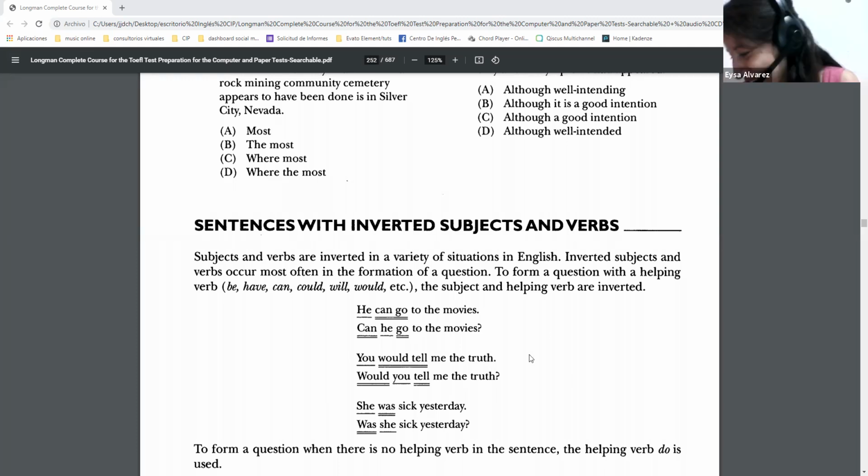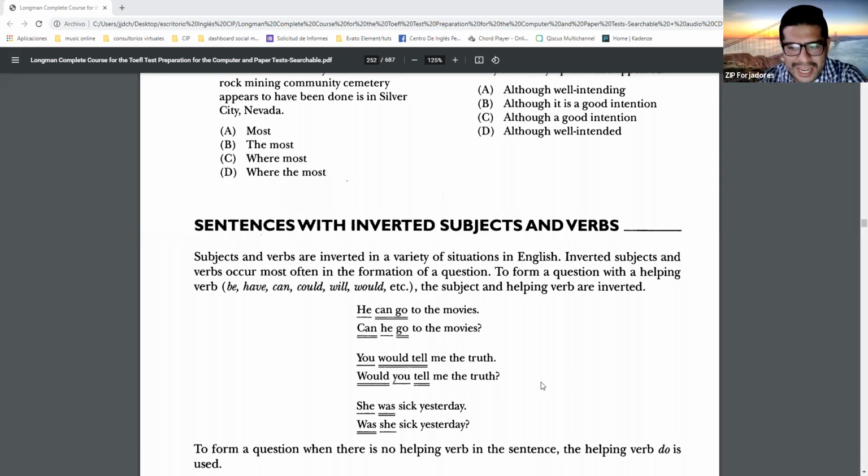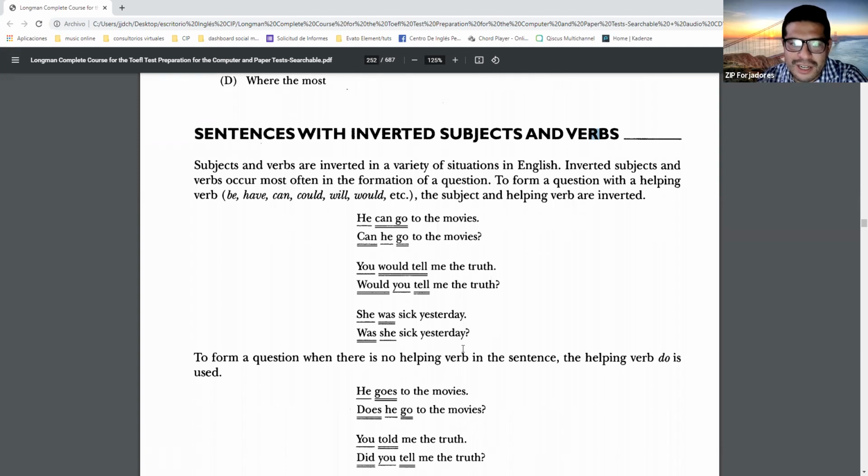Okay, let's go with the next topic. Let's do it a little bit quickly, I think we have time. So, sentences with inverted subject and verb. We are going to start now with when you are going to invert the subjects and the verbs. The first one is very easy. We are going to invert subjects and verbs in question forms, and this is very common. When we want to make a question, we have to invert the auxiliary and then put the subject. It's very easy.